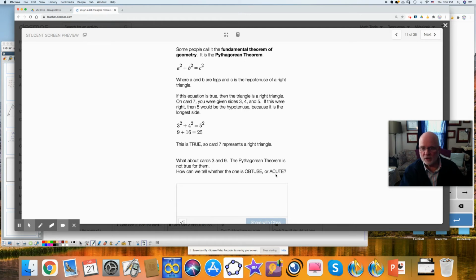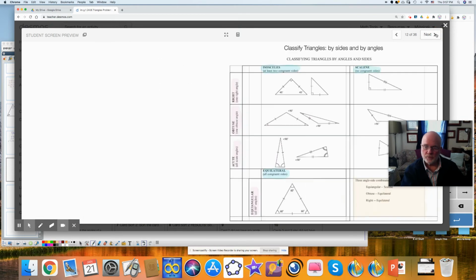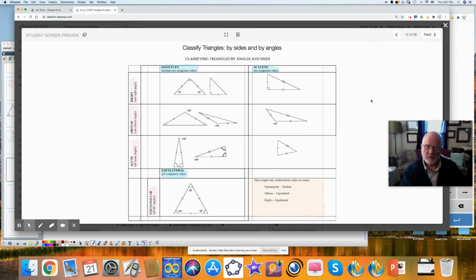On these other two cards, we do the same thing. If the would-be hypotenuse is longer, it's going to be obtuse. If it's shorter, like 5 squared plus 5 squared is 49. No, 49 is going to be shorter than 50. It will be acute.